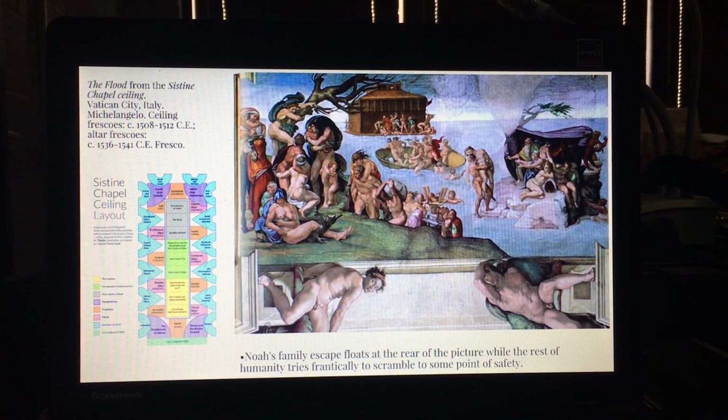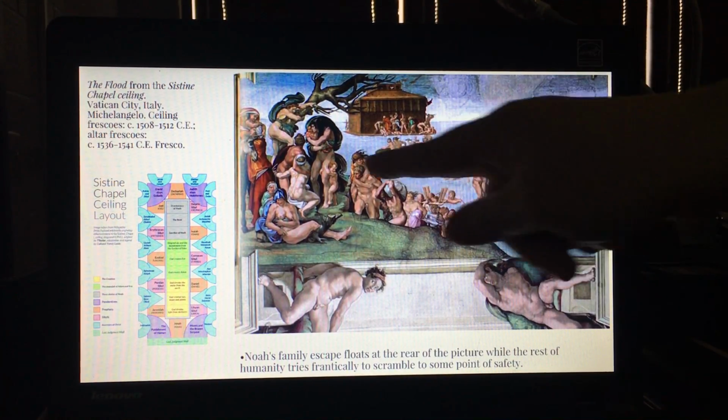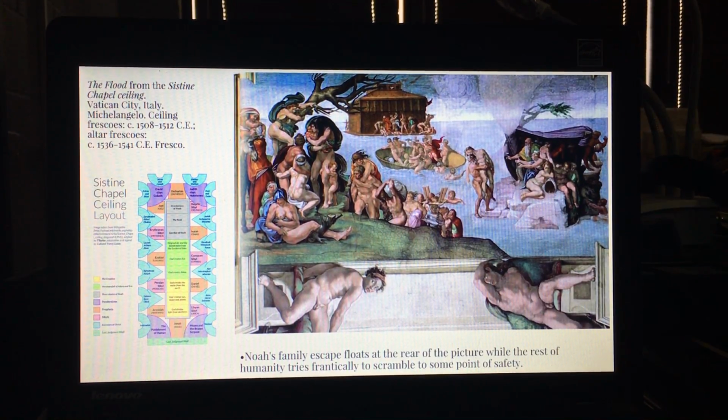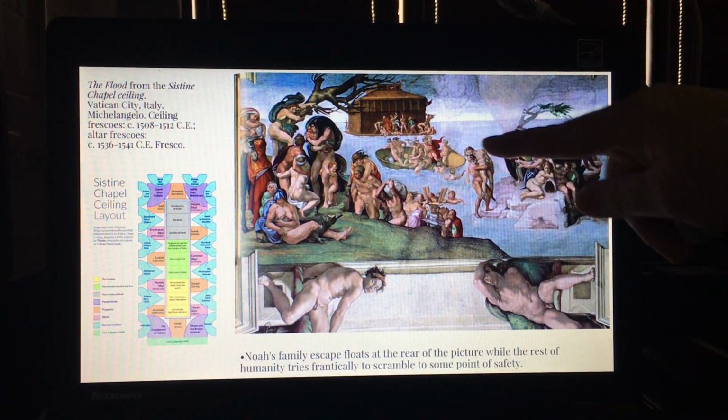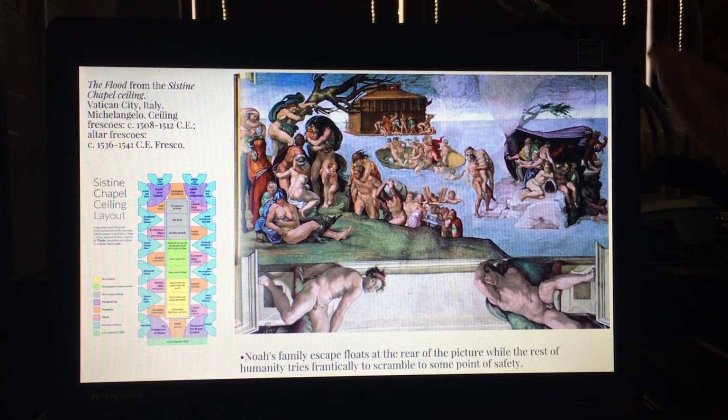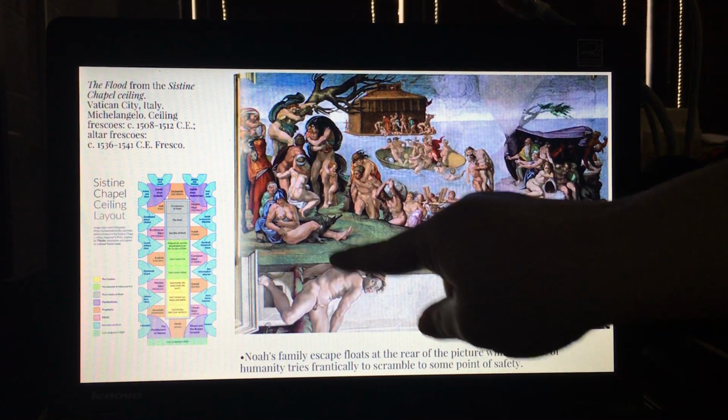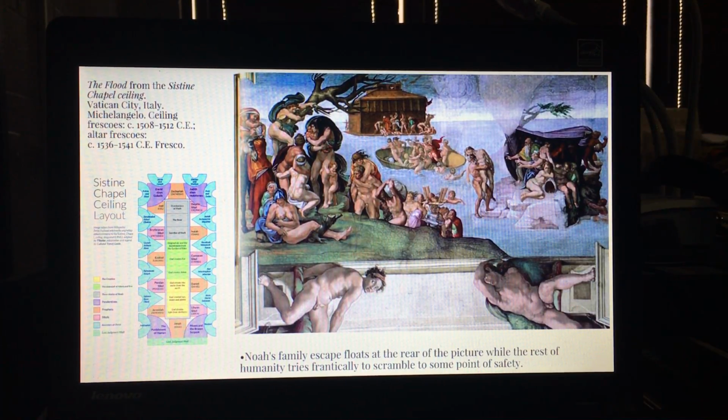Okay, so the flood. This is a featured image for the Sistine Chapel, okay? So we see here, and I'm going to try and speed it up because I know this is going on long, Noah's family floats, I don't know. They're on the ark over here. Everybody else is suffering. And here's another example of what I'm talking about, kind of the plain background. There's really not much to this background with respect to linear perspective, but if you look at the bodies, that is what we want to look at.